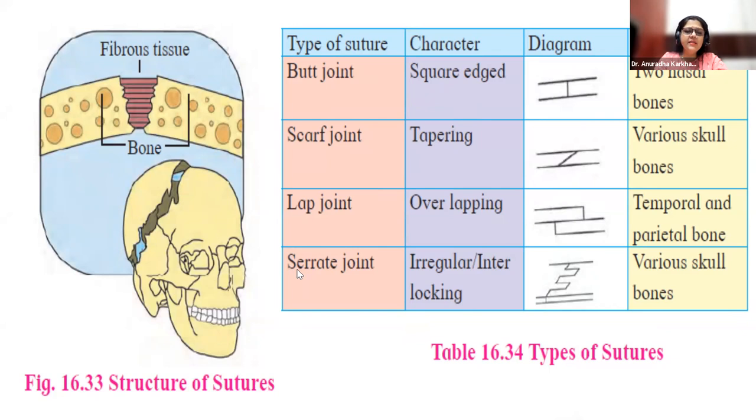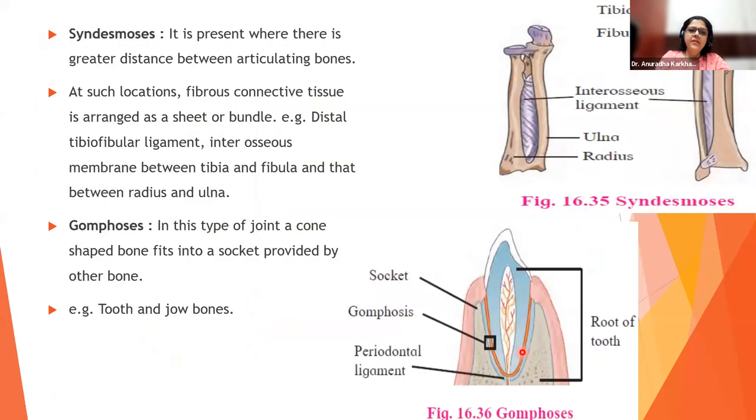Any difficulty in understanding any point? Clear? All of you? The next is syndesmosis. Okay. So even this is going to be a type of what? Even this is going to be a type of immovable joint. Okay, let us see what it is.